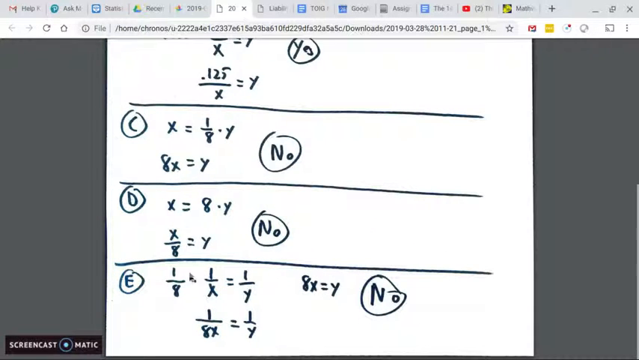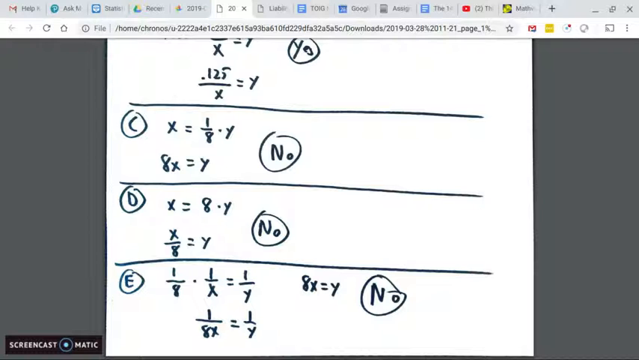The last one, I just multiply those two fractions together. I get 1 over 8x is equal to 1 over y. That is also kind of promising because the x is in the right place. But notice the y isn't up in the numerator. It's down in the denominator. So if I were to get rid of fractions by just flipping both fractions over, I'd really wind up with 8x is equal to y, which is direct variation, not inverse variation.